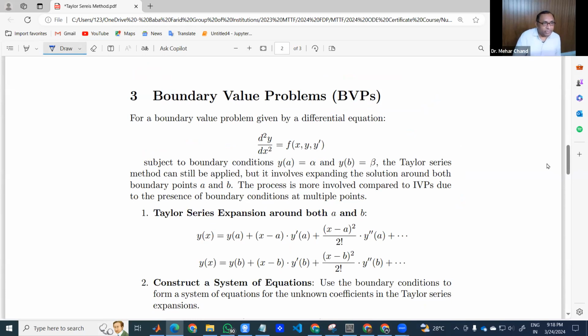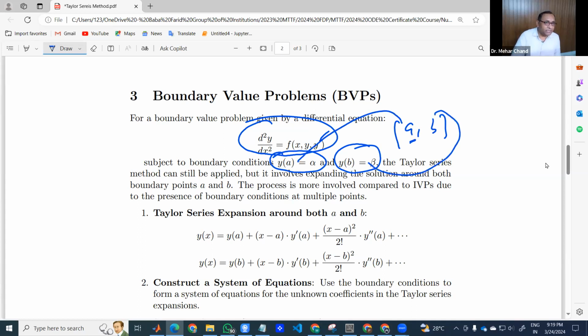We have this second order differential equation, d²y/dx² equal to f(x, y, y'), subject to these boundary conditions. On the left end point we have y(a) equal to alpha, and on the right end point we have y(b) equal to beta. We have this interval, so this is the left boundary condition and this is the right boundary condition.